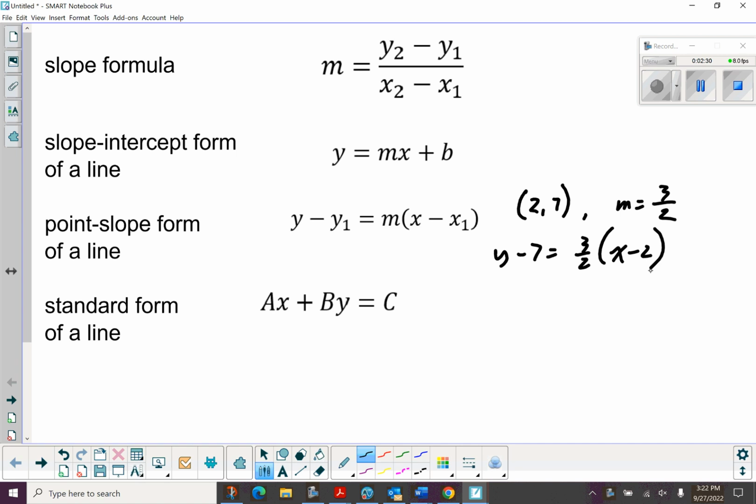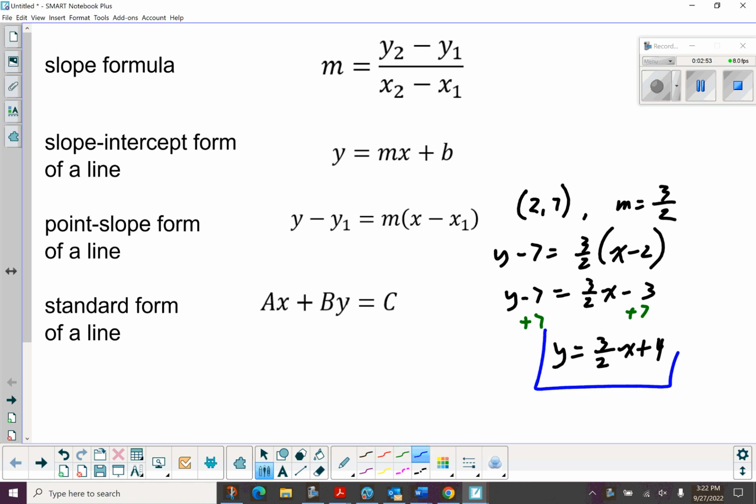Then you would simplify, you would get rid of the parentheses. You would combine like terms, and we would get y is equal to 3/2 x plus 4, and that is your much more familiar slope-intercept form. Okay. You might be given things in standard form. I don't anticipate a whole lot of that here in this particular section.